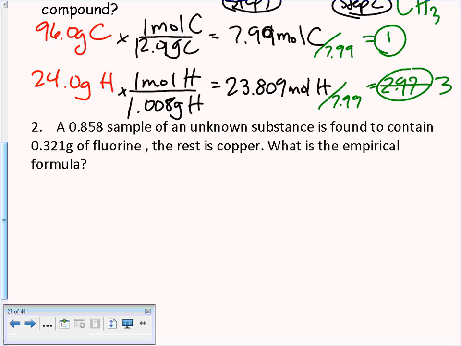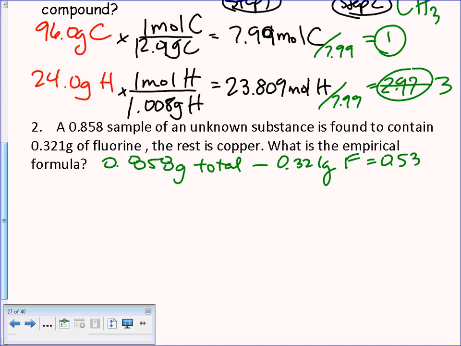All right, so what did you guys start with? 0.85. You did what? Then I minus 0.32. Okay, so I subtract, whatever. 0.32 grams of fluorine. Okay, and how much copper? 0.537 grams of copper.